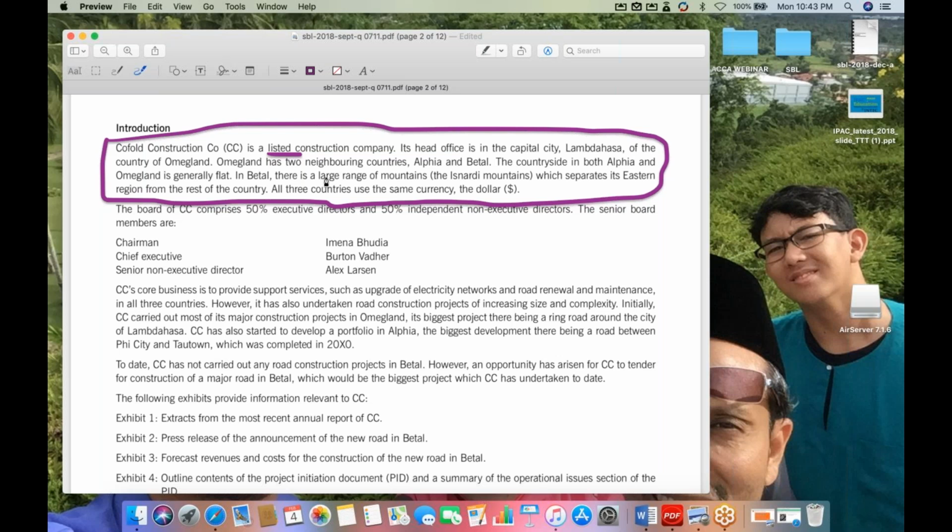Then after that, they're talking about what? They're talking about this country having two neighboring countries, Alpha and Beta. All right. And they mention clearly here that it is generally flat. This is a demographic factor. What does it tell you?